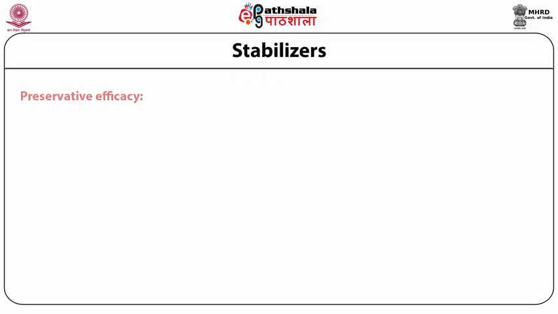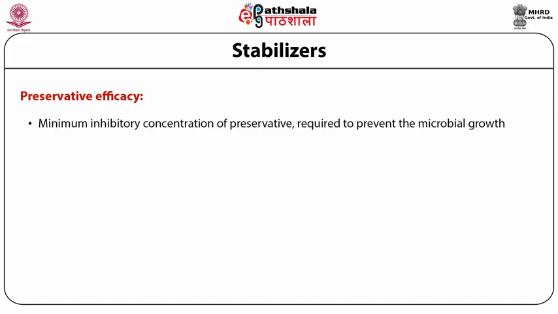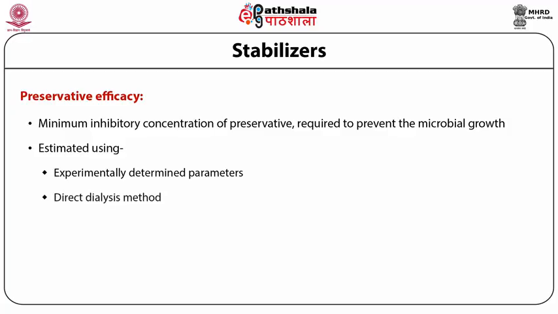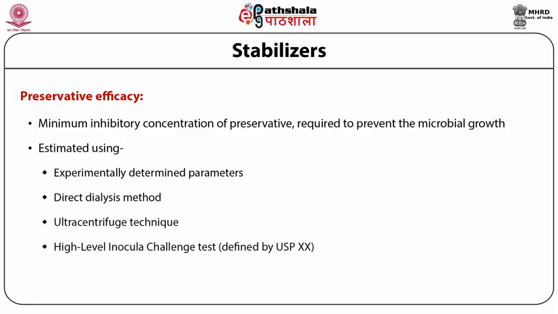We will now discuss preservative efficacy. Minimum inhibitory concentration of preservative is required to prevent microbial growth. It is generally estimated using experimentally determined parameters, using the direct dialysis method, ultracentrifuge technique, and high-level inocular challenge test as defined in USP 20. Microbiologic quality guidelines set by the Cosmetic, Toiletry and Fragrance Association Incorporation.